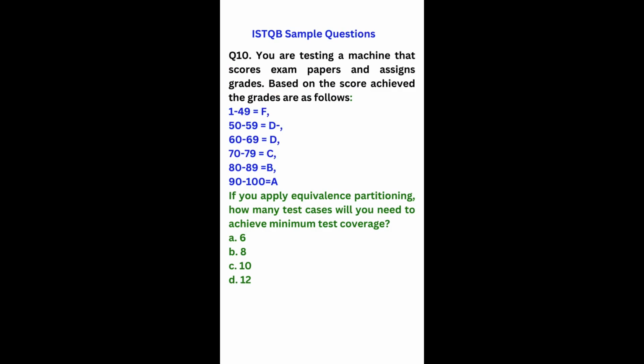Question 10. You are testing a machine that scores exam papers and assigns grades. Based on the score achieved, the grades are as follows. 1 to 49 equals F. 50 to 59 equals D minus. 60 to 69 equals D. 70 to 79 equals C. 80 to 89 equals B. 90 to 100 equals A. If you apply equivalence partitioning, how many test cases will you need to achieve minimum test coverage?